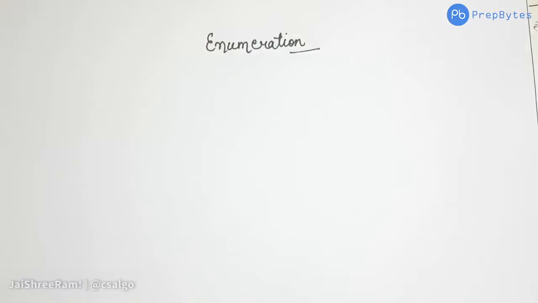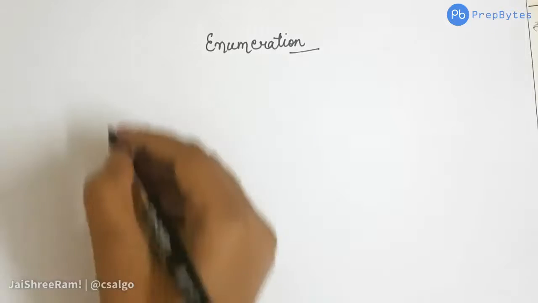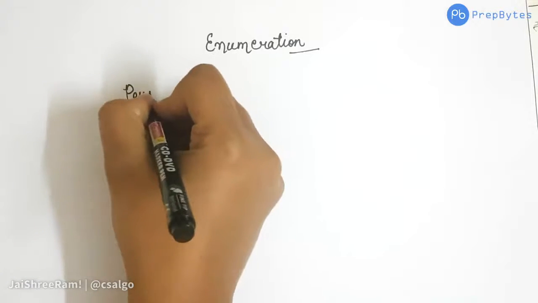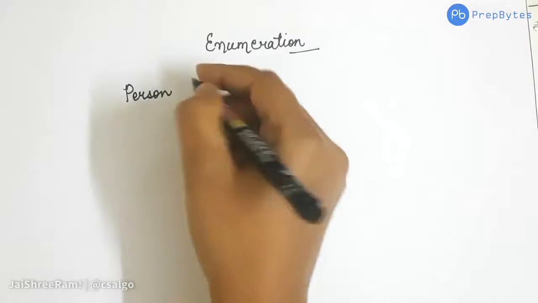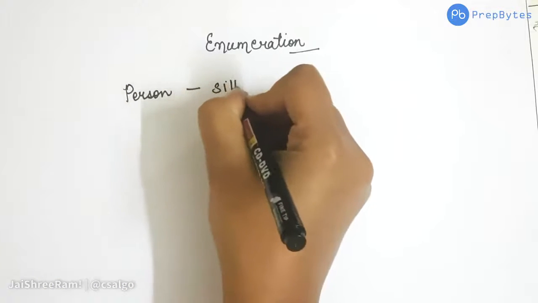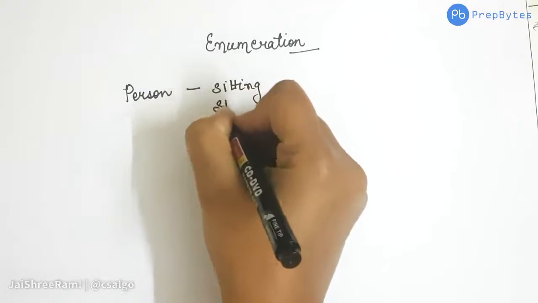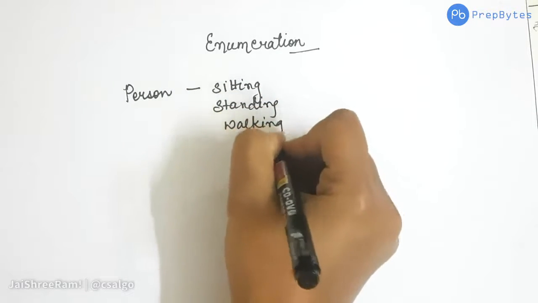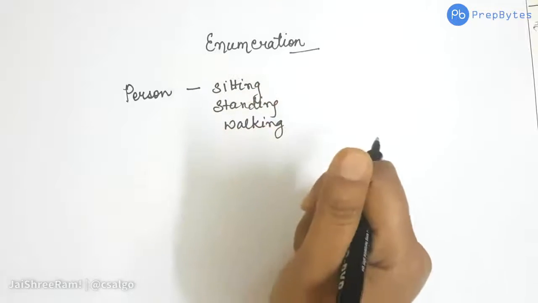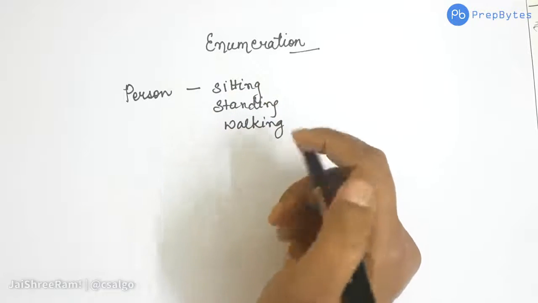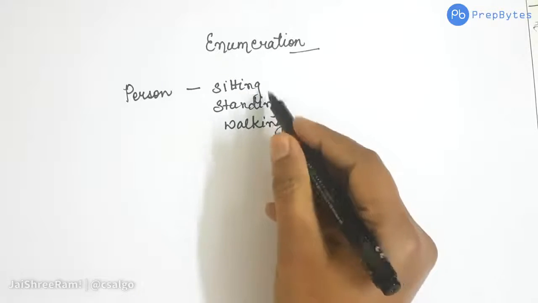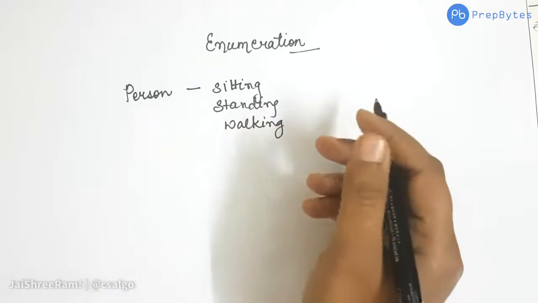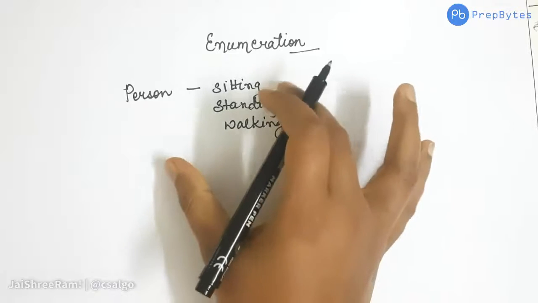Now let's talk about another user-defined data type, enumeration. Before I go on to tell you directly what enumeration is, let's take a scenario. Let's say you have to maintain a data type person, or let's say you have a variable person, and this person can either be sitting, standing, or walking. So these are three states of a person: sitting, standing and walking. And at a particular time, a person can only be either walking, standing or sitting. Now, how can you obtain this in your particular program?